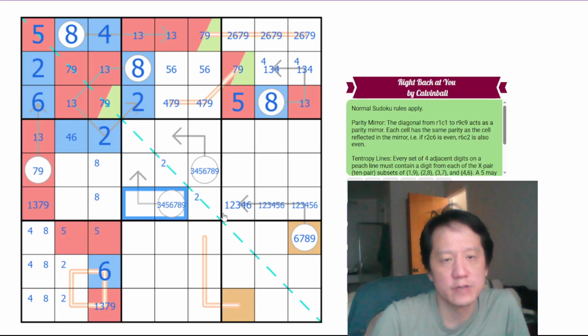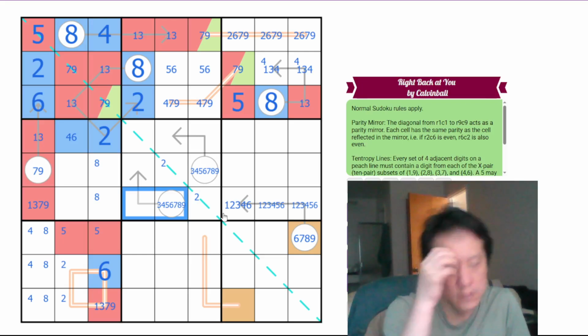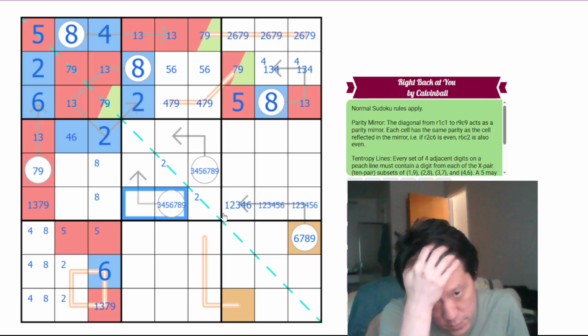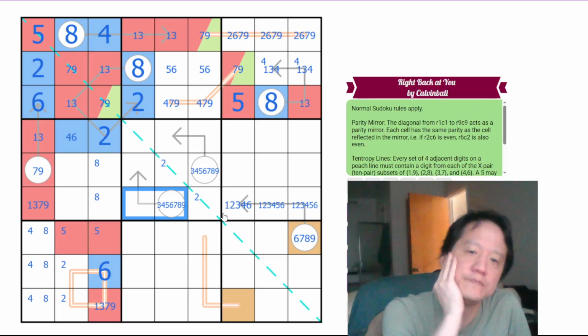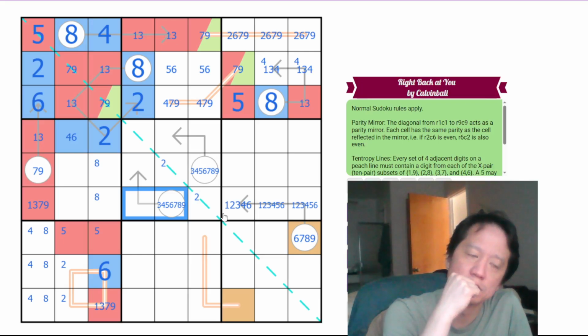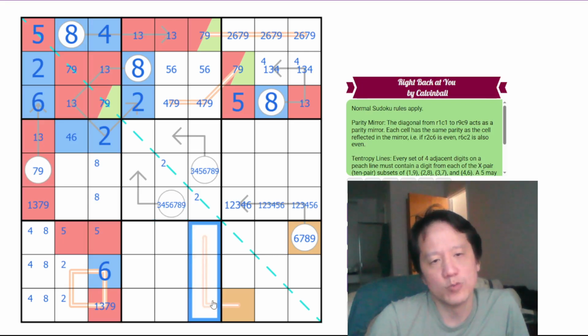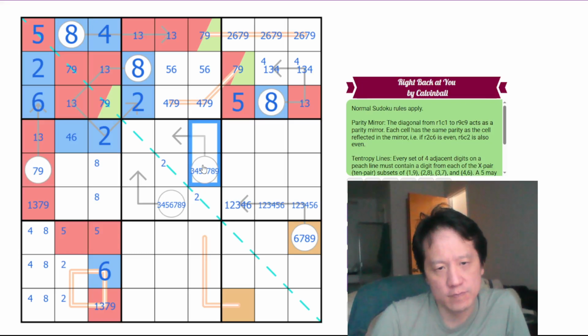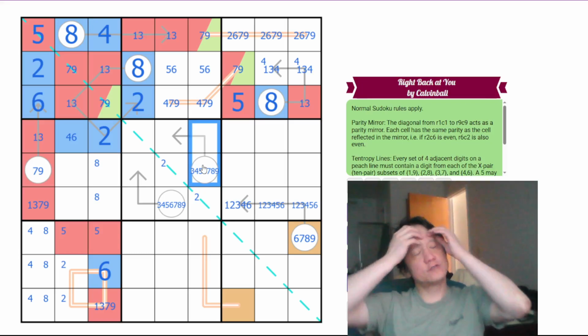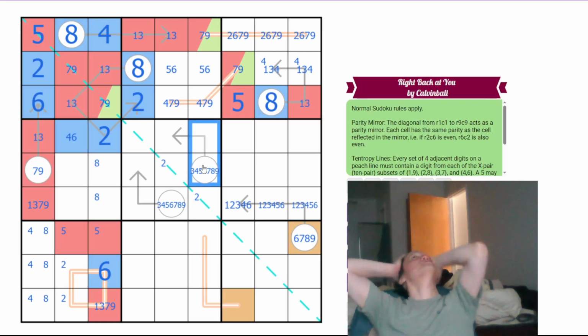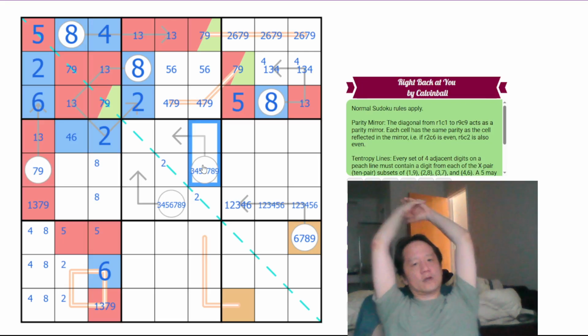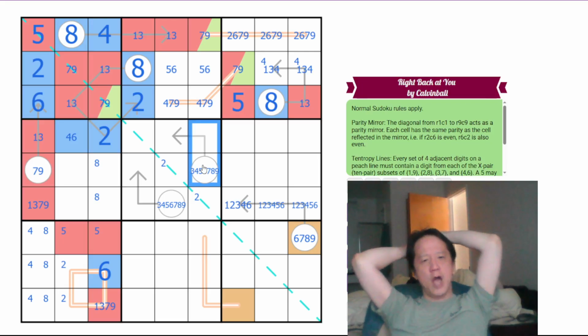No, we don't know anything about that. This at least has 1 odd and 1 even. This has at least 1 odd and 1 even. That means there's 2 evens and 3 odds guaranteed already. But we don't really have anything else.